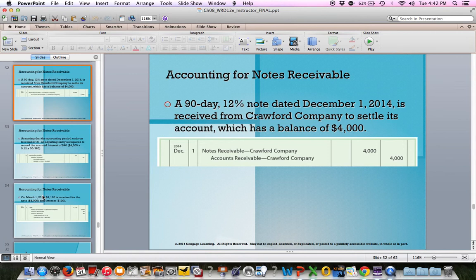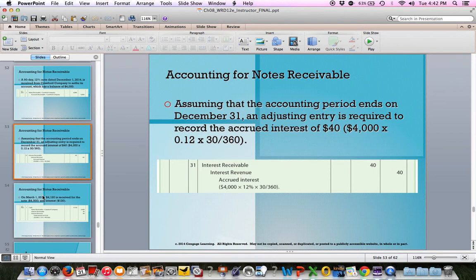So another example, a 90-day 12% note dated December 1st, 2014 is received from Crawford Company to settle its account, which has a balance of $4,000. So again, an account receivable is being turned into a note receivable, and this is happening on December 1st, and so we make the entry. What's going to happen though is we're going to get to the end of the year, December 31st, and of course we'll have not collected the note yet because it's a 90-day note, not a 30-day note, but we've earned interest due to the passage of time, which is what the next slide will show us.